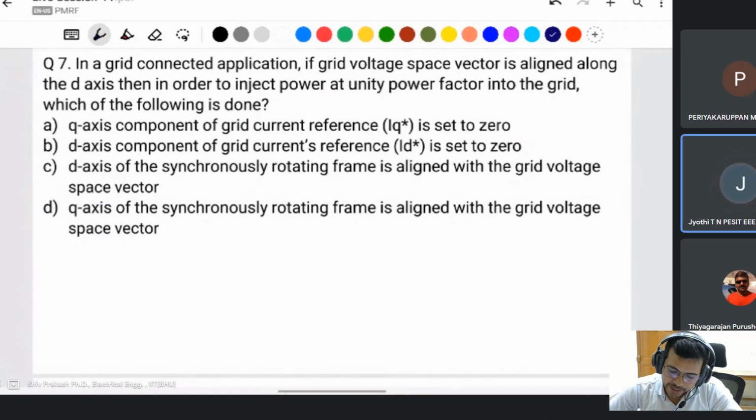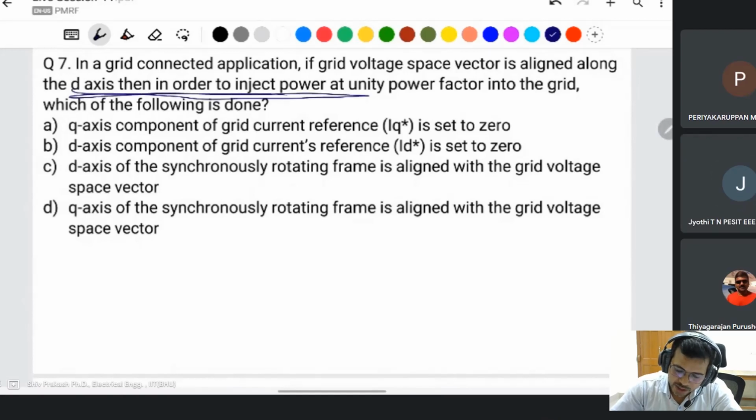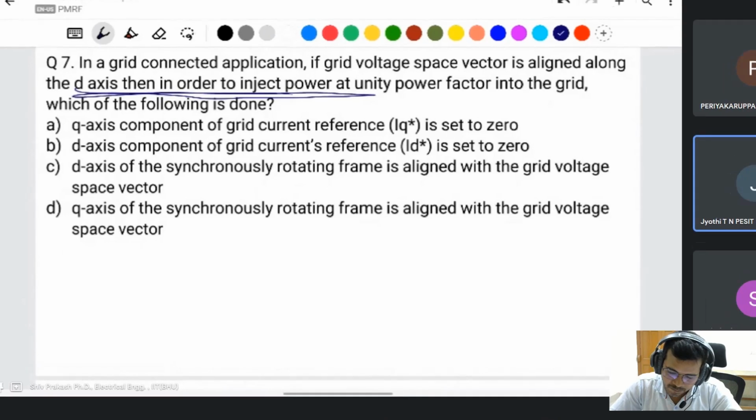In a grid connected application, if the grid voltage space vector is aligned with the D axis, then in order to inject power at unity power factor into the grid, which of the following is done? Same thing I already said. The D axis will be aligned with the voltage, then Q will be 0.